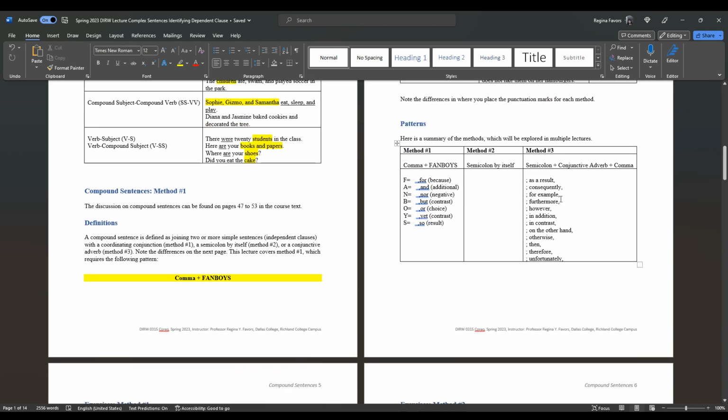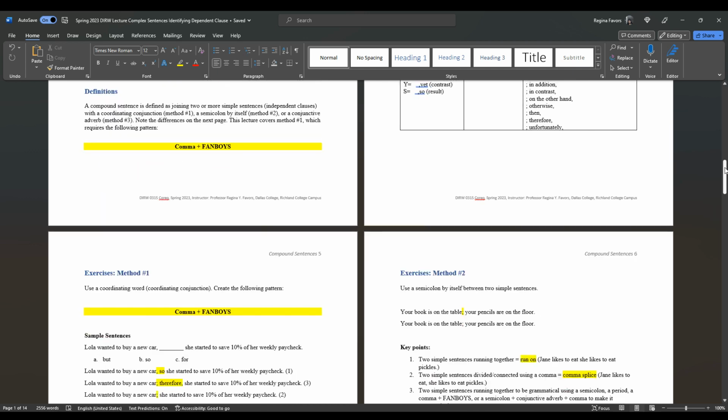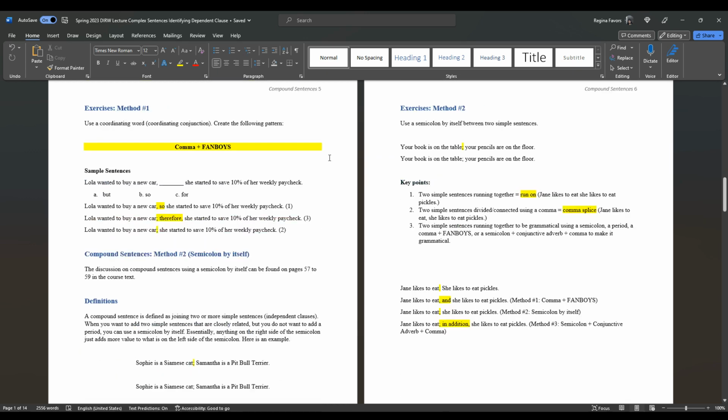And to understand that fanboys tend to be coordinating conjunctions. And then I have to look up something because I haven't looked at it a long time. So I'm going to wait before I say anything there. And then use a coordinating conjunction, comma plus fanboys.